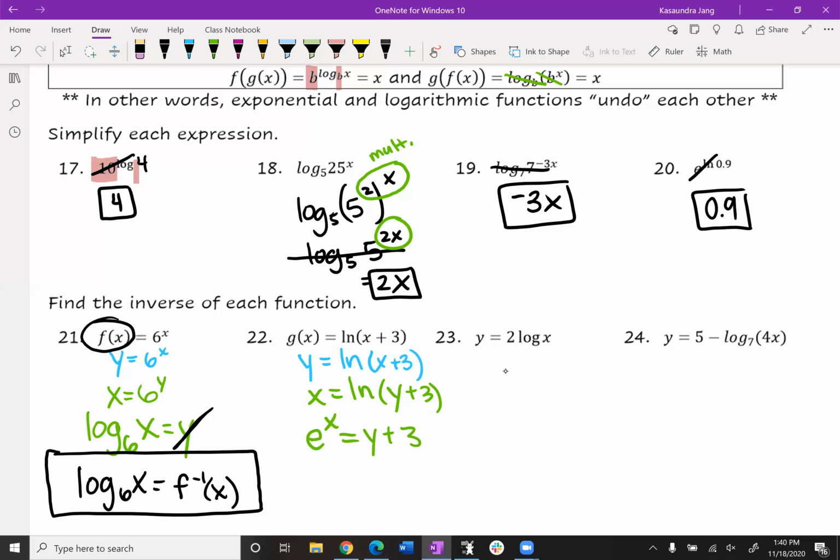So what I was doing over here is I was trying to solve for y, and as soon as I put it in logarithmic form on problem 21, I actually had the y all by itself. This one, I just put it in exponential form, but the y is not all by itself right now. So I need to subtract 3 on both sides. So you get e to the x minus 3 equals the y. Okay, so I got the y alone.